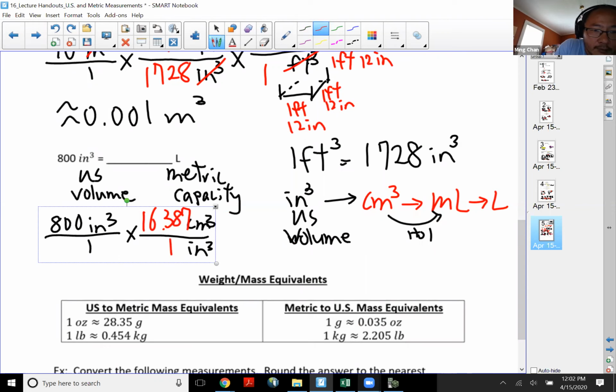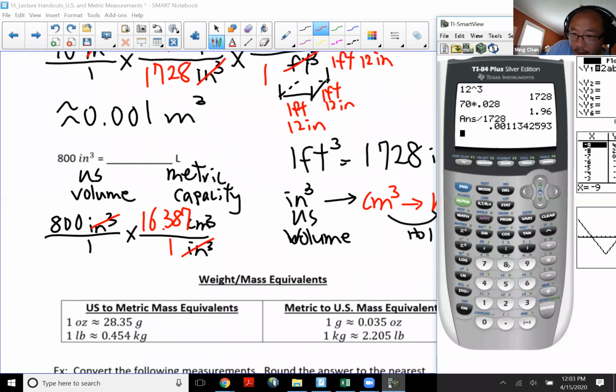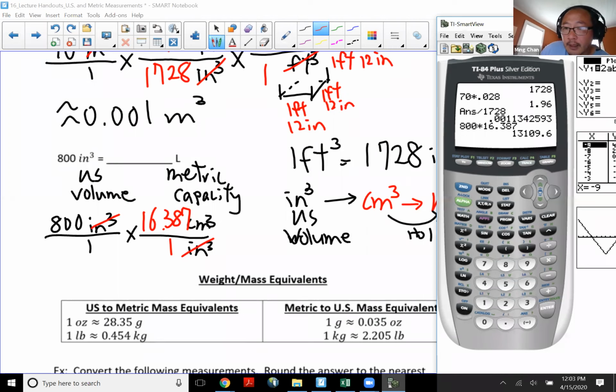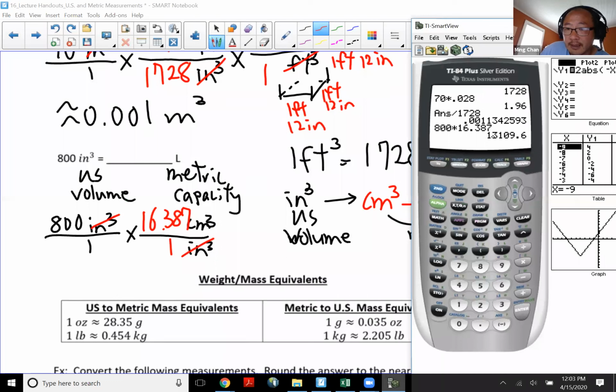16.387, right? For 1 cubic inch. So when the cubic inch cancels out, that means I'm at cubic centimeters. 800 times 16.387. All right, this many cubic centimeters. But you know, cubic centimeter and milliliter are a 1-to-1 ratio. So that means this is the same amount of what? Milliliters.